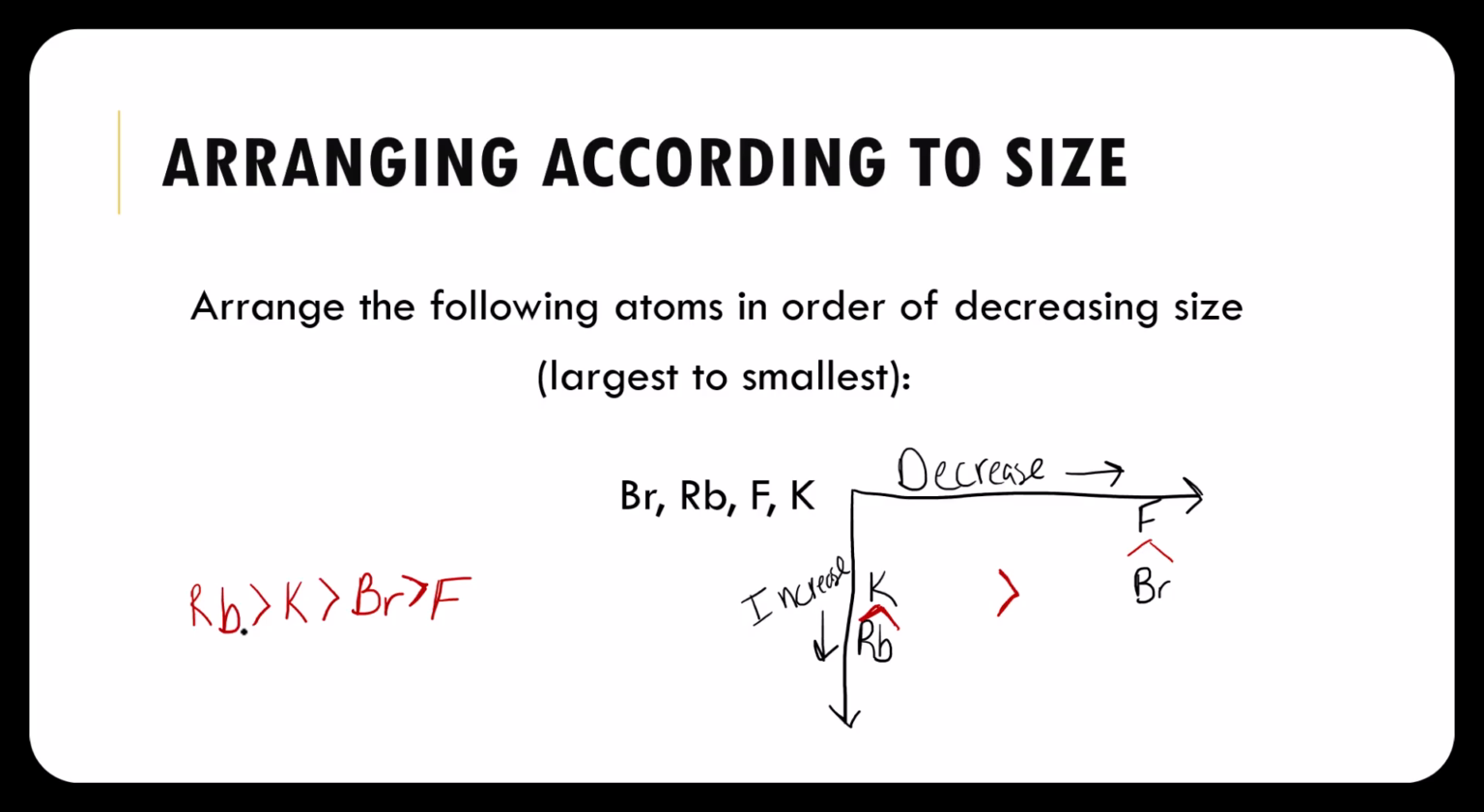So we put them into the periodic table, compare just 2 atoms at a time, and then try to put them in order for whatever it's asking, decreasing or increasing. I could ask either way. So that is our first periodic trend that is predicting atomic size.